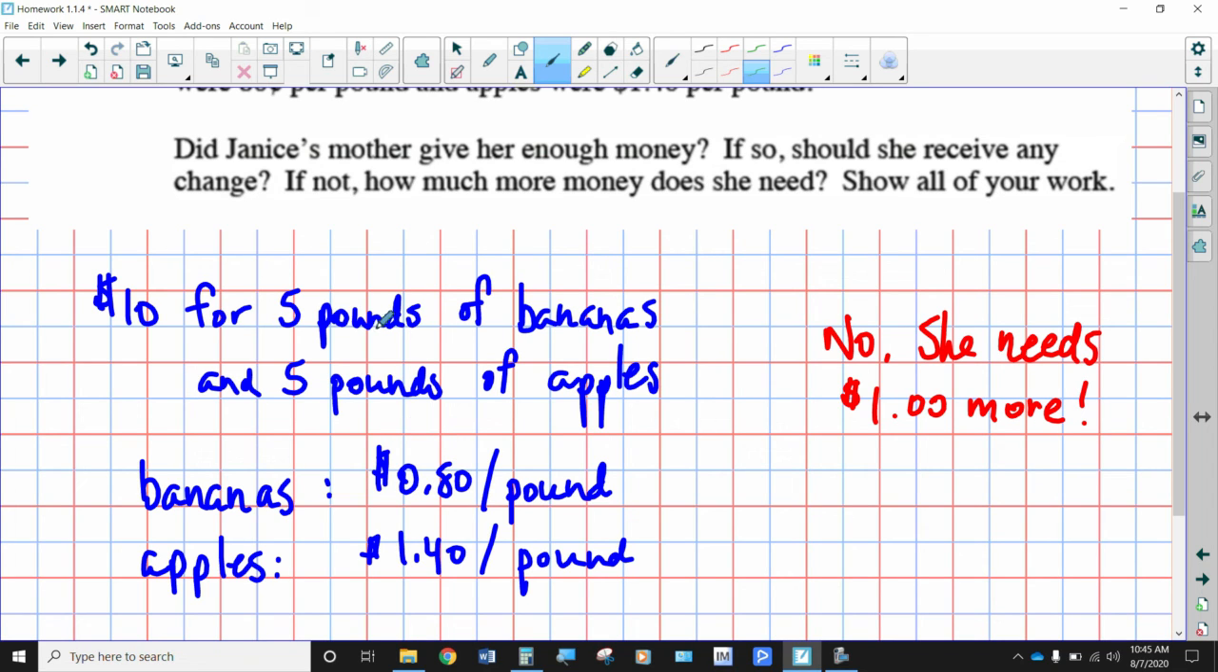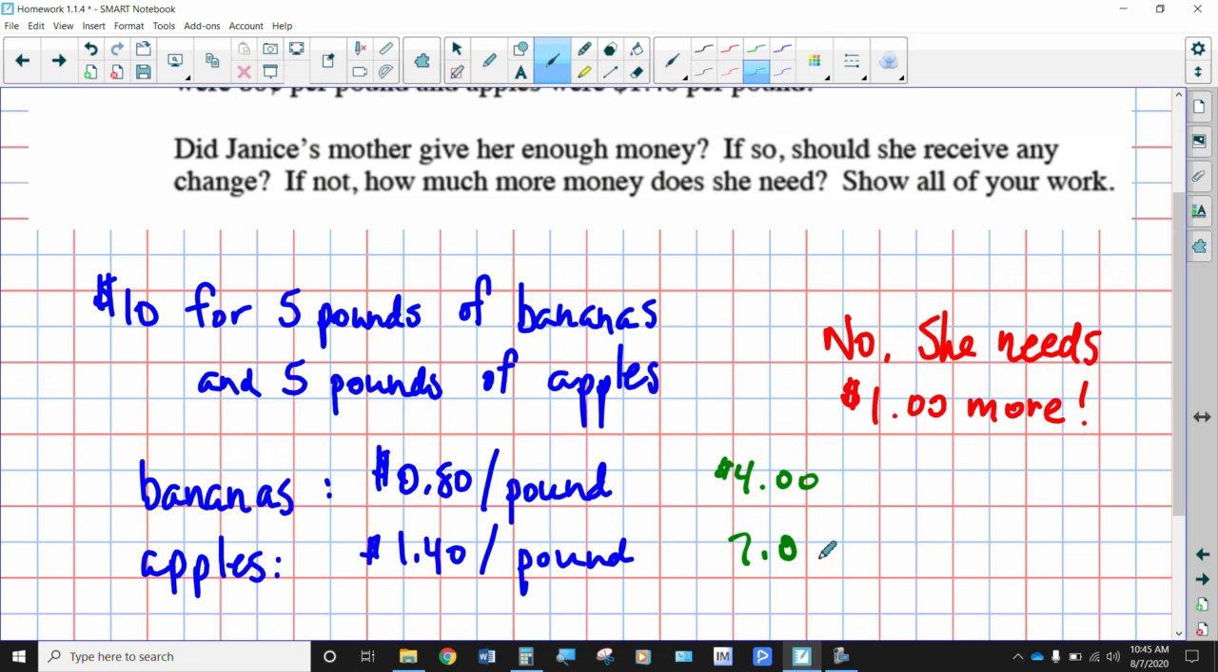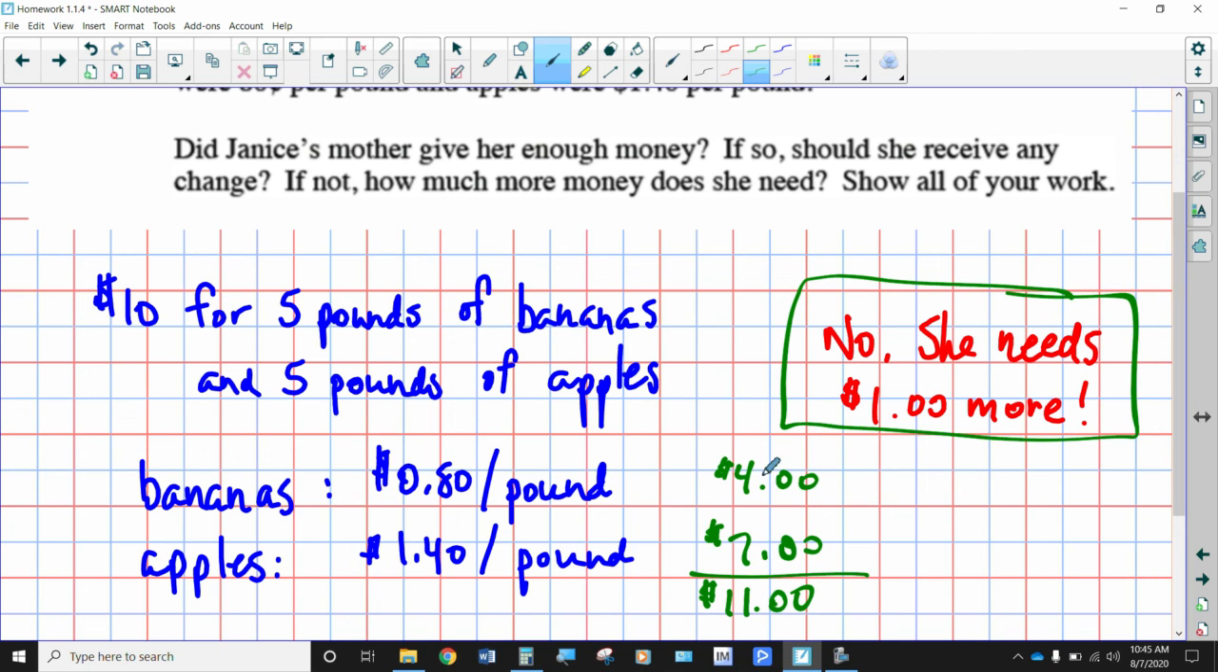If you're going to buy 5 pounds of bananas, that's going to be 5 times 80. That's going to be $4 worth of bananas. And if you're going to buy 5 pounds of apples, 5 times $1.40, $7. So that means that you're going to need $11 to buy the 5 pounds of each. But you don't have $11. You've only got 10. You need $1 more. So no, Janice's mother did not give her enough money.